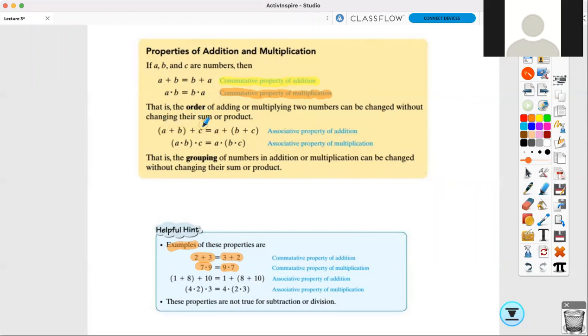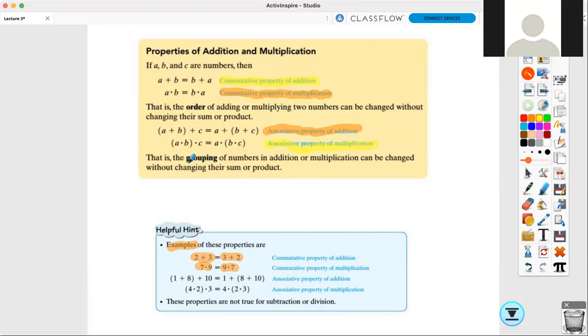A plus B plus C is the same thing as A plus B plus C. So pretty much what it's saying is, if there's more than 2 numbers all being added, it doesn't matter which order we add them in, we'll still get the same sum. And that is the associative property of addition. Now, the same property applies to multiplication.